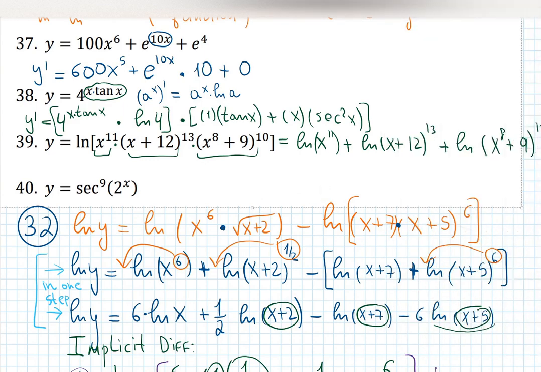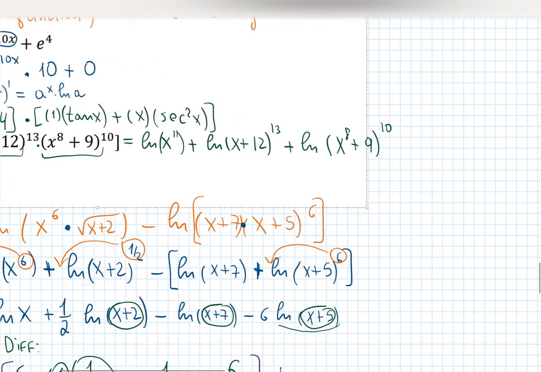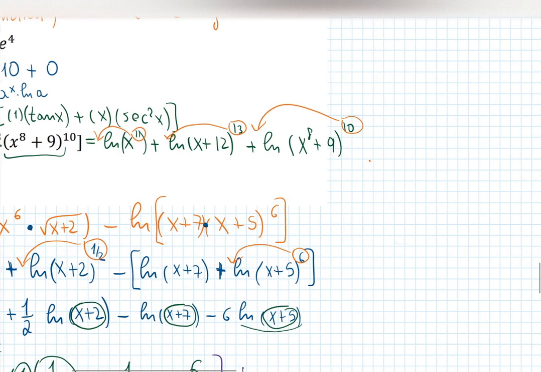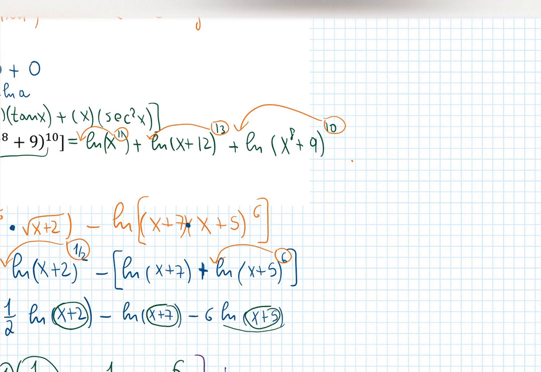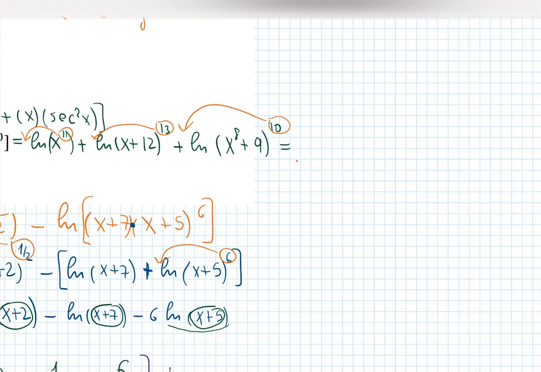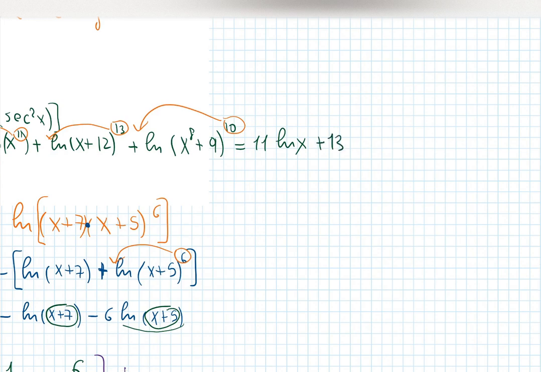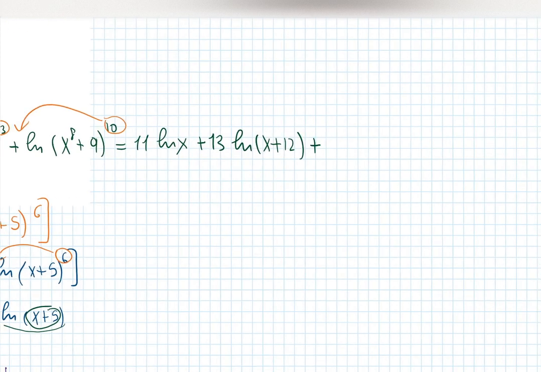One more property you can use is, remember, let's get rid of those exponents, and differentiation becomes easier. By getting rid of them, I mean let's put them down. By putting them down, I mean let's multiply by those exponents using properties of logs. So it becomes 11 ln x plus 13 ln (x plus 12) plus 10 ln (x to the 8 plus 9).